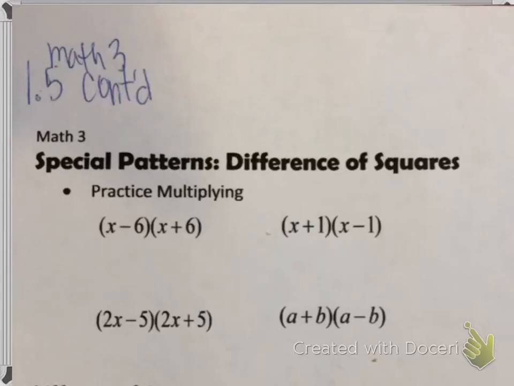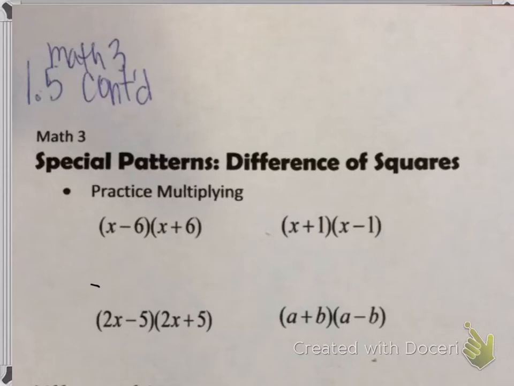This is the last page of the note-taking guide for 1.5 in Math 3. Yesterday we showed you how to factor. We talked about how to take the greatest common factor out first. And then we also showed you how to factor when there's a number out in front, and we used the box method.